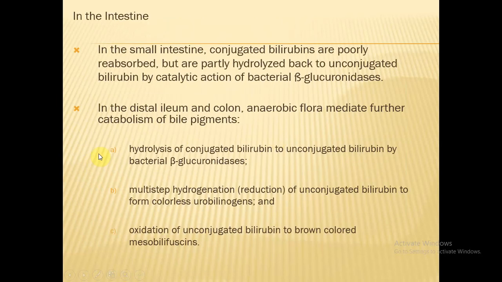In the intestines, conjugated bilirubin is poorly reabsorbed but is partially hydrolyzed back to unconjugated bilirubin by the catalytic action of bacterial beta-glucuronidases. In the distal ileum and colon, anaerobic flora mediate further catabolism of bile pigments. This involves hydrolysis of conjugated bilirubin to unconjugated by the bacterial glucuronidases, multi-step hydrogenation reduction of unconjugated bilirubin to form colorless urobilinogens, and oxidation of unconjugated bilirubin to brown-colored mesobilifuscins.